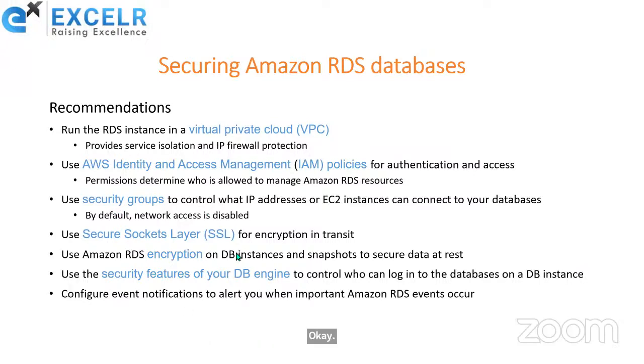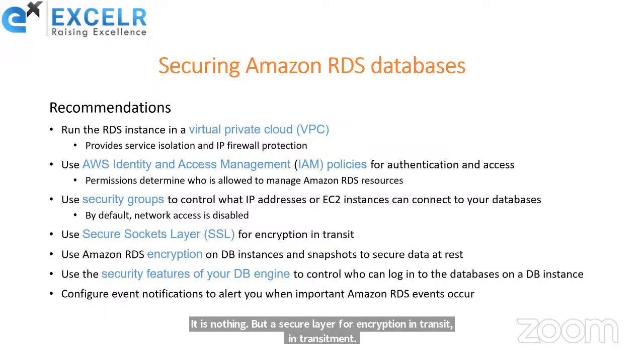And use Secure Socket Layer, SSL, for encryption in transit. For example, when you load a website, HTTPS and HTTP. HTTP is insecure and HTTPS is secure. How? Because it uses SSL, transport layer security. So that's how it asks us to go with a secure methodology, which is an SSL certificate kind of mechanism. It is a secure layer for encryption in transit. In transit means the data is in movement.